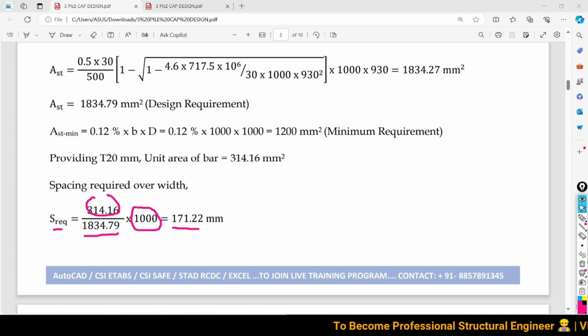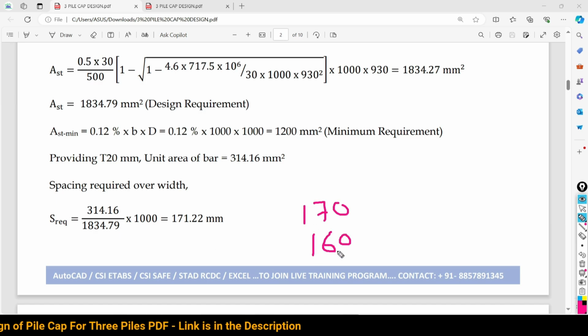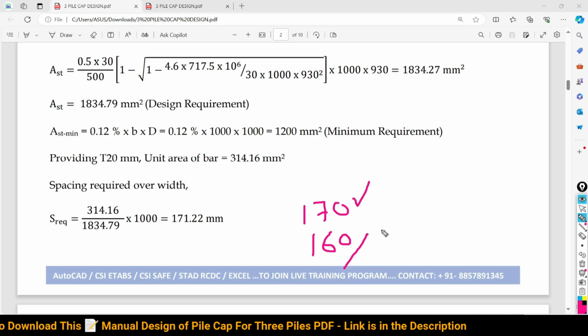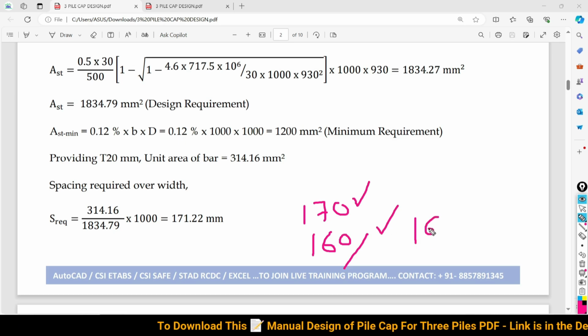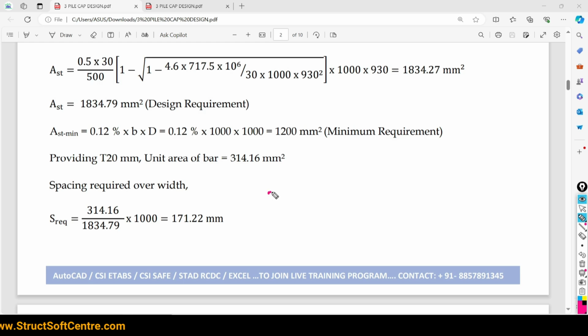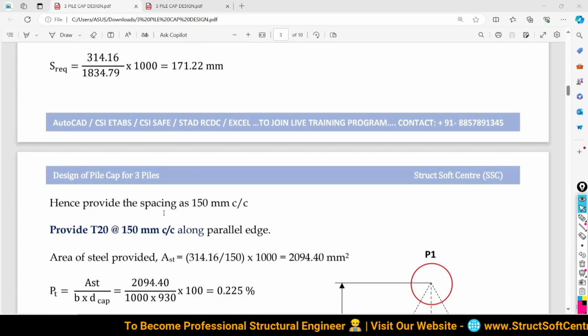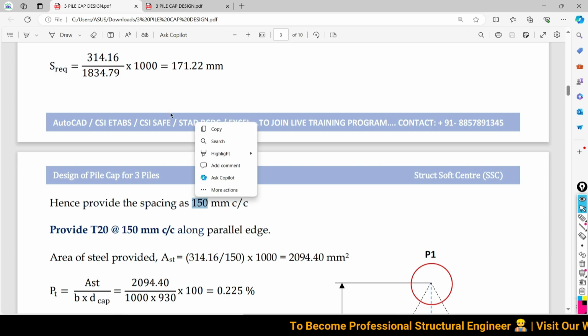But we are providing this in multiples of 25 mm, because 1 inch is equal to 25 mm, so it will be easy to execute on site. If you give a random value like 170 or 160, that will be difficult to execute on site. That is not a problem, you can provide 165 also, that is also right, but on site it will be difficult to execute and difficult to measure. That's why consultants normally provide in multiples of 25 mm: 50, 100, 150, 200, 250, like that. So here, provide the spacing as 150 mm instead of 171 or 170.